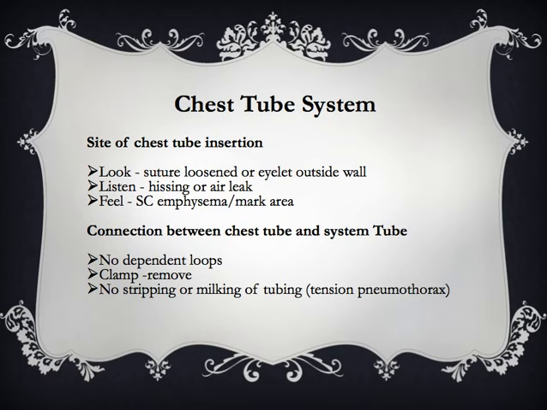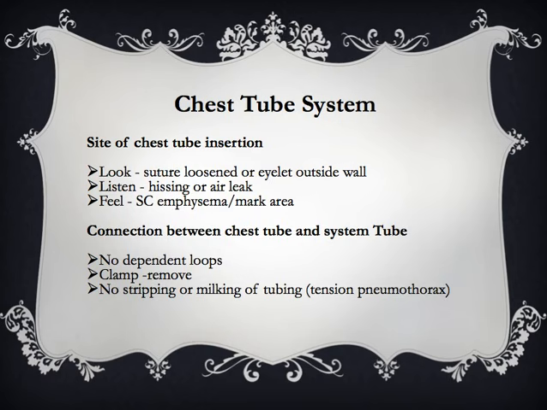Now we're on to the T tube. So we're looking at the site of the chest tube insertion, and we're looking, listening, and feeling. So we're looking to see, is the suture intact, or is the catheter all the way in? We shouldn't see any eyelets or any of the holes within the chest tube sticking out on the outside of the chest wall. We're listening to see if there's any hissing or air leaking. We'll hear the air leak. And again, we're feeling when we're doing the dressing change to see if there's any subcutaneous emphysema. If it's present, we're going to mark the area. And we're going to follow that tube down to the connection with the chest tube drainage unit.